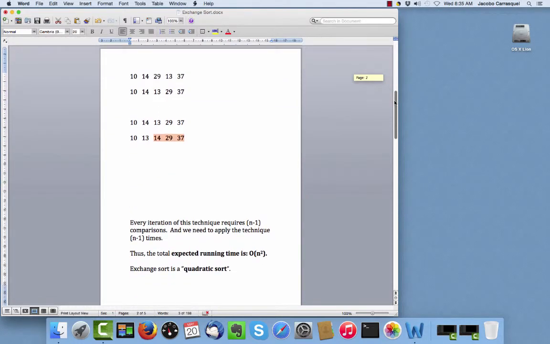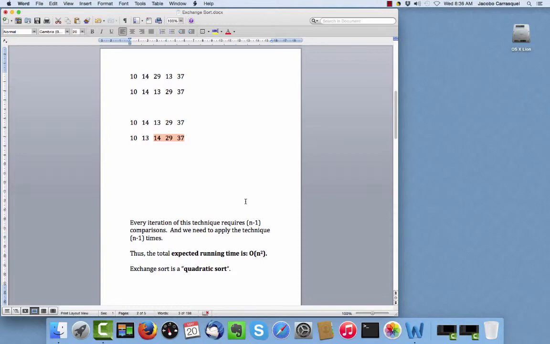Doing some analysis, we realize that in order to sort n values, we need to perform the technique n-1 times. We need n-1 passes. We started with 5 values, and we needed to go through 4 passes. Every pass is going to compare all adjacent values with the exception of 1. It compares 2 at a time, so that's n-1 comparisons. So n-1 times n-1, the approximation is n squared.